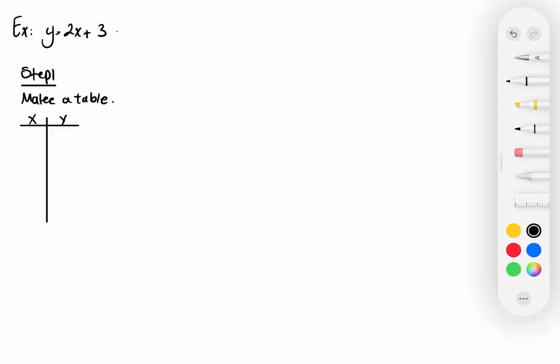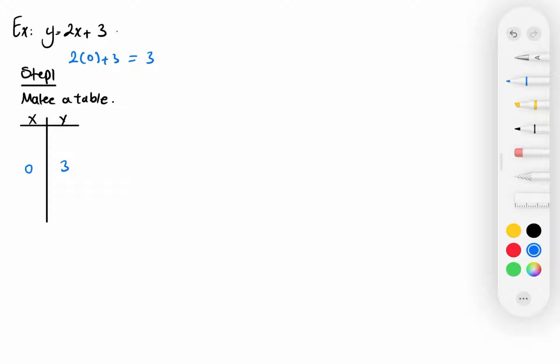Because when I give this function 0, when I put 0 instead of x, I actually get my y-intercept, right? Because the y-intercept is the point at which x is equal to 0. So 2 times 0 is going to give me 0 plus 3. That should be equal to 3. So 0 and 3.